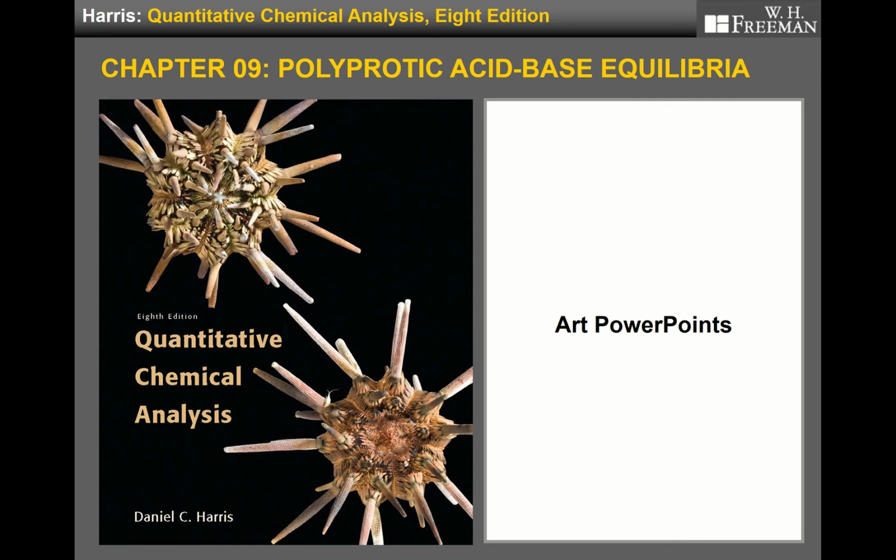Hello students, we have now reached chapter 9. The topic is polyprotic acid-base equilibria. So far we have learned acid-base equilibria only for monoprotic acids and bases. Okay, monoprotic means that after dissociation in water it produces only one proton, or it accepts only one proton.